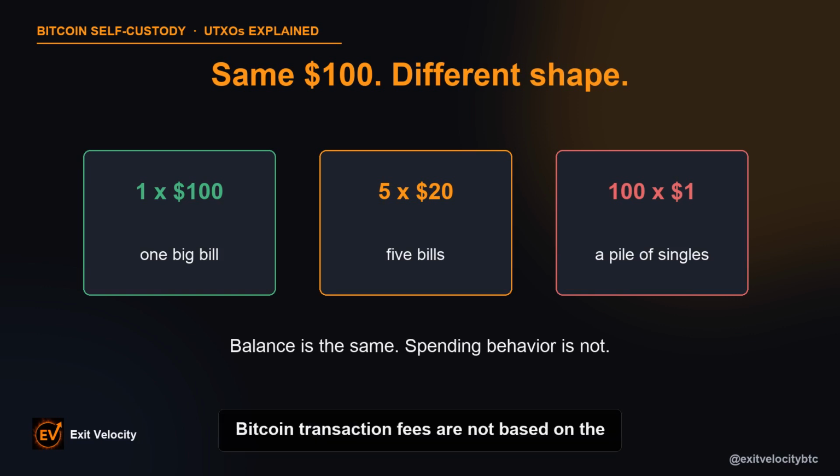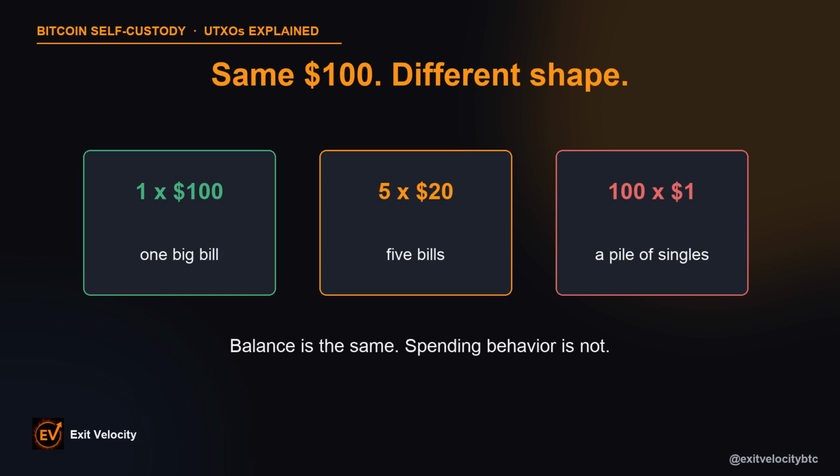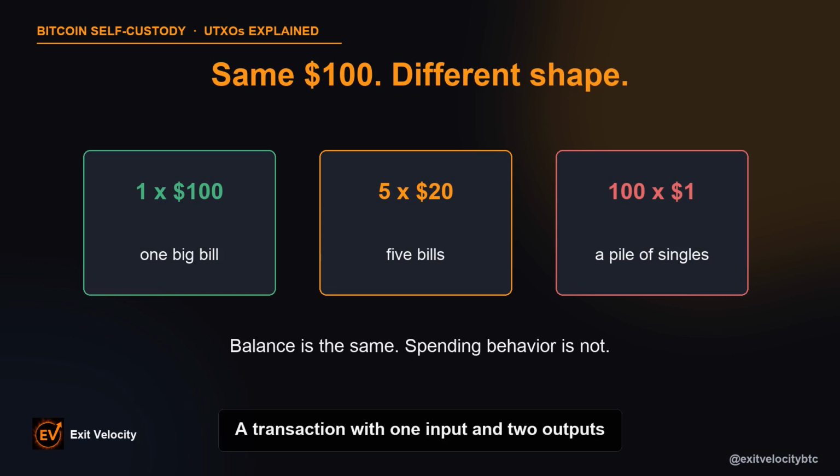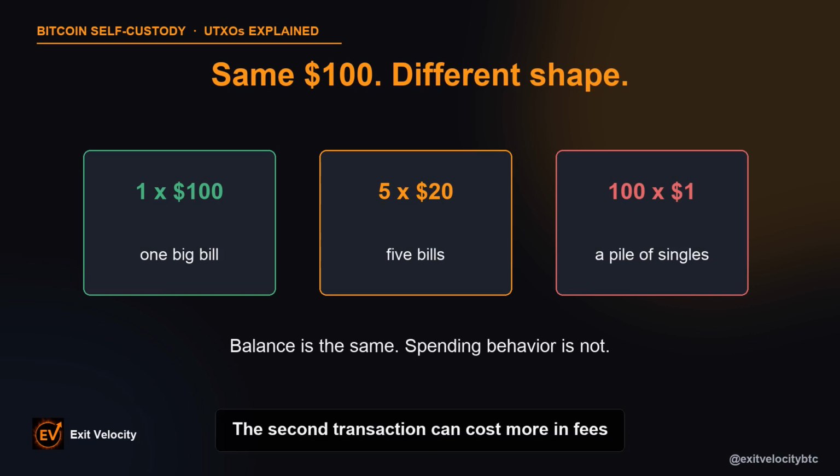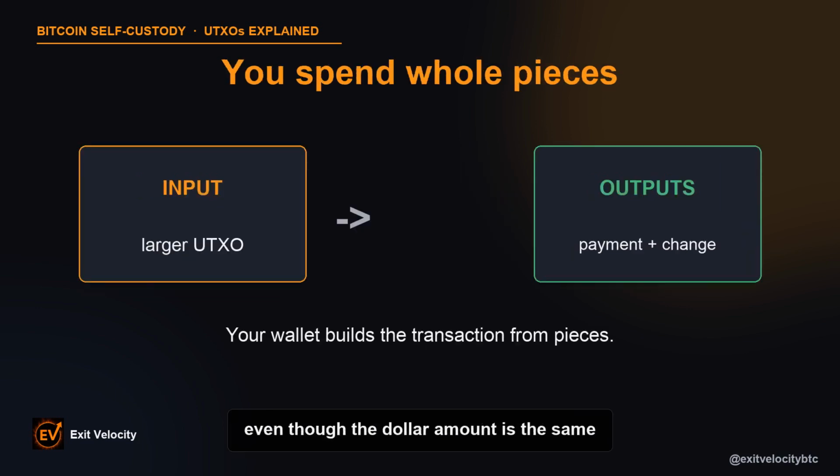Bitcoin transaction fees are not based on the dollar value you send. They are based mostly on how much data your transaction takes up on-chain. A transaction with one input and two outputs is usually smaller. A transaction with 20 inputs is larger. So one person might send $1,000 worth of Bitcoin using one input. Another person might send the same $1,000 using dozens of tiny inputs. The second transaction can cost more in fees because the transaction is heavier, even though the dollar amount is the same. This is the part that surprises people.